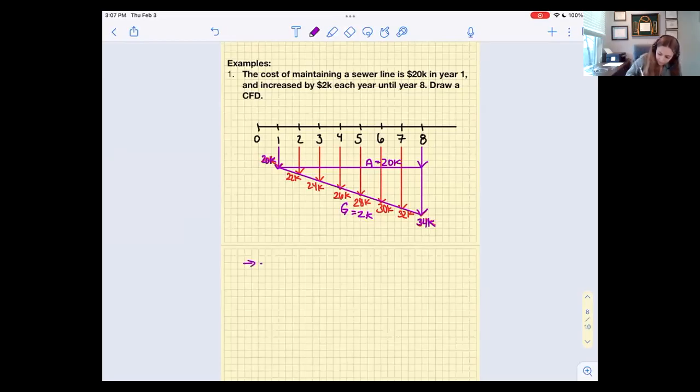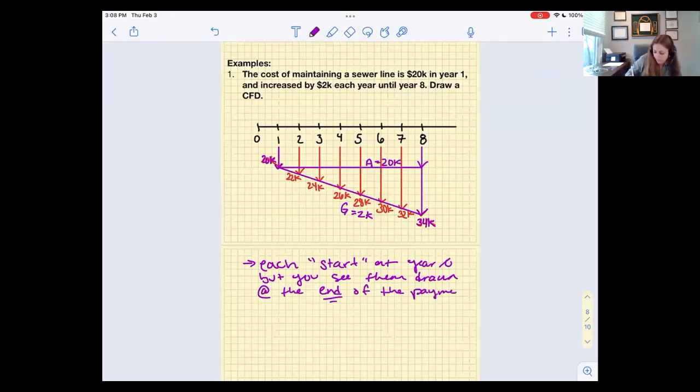So maybe make a note. The triangle and the rectangle each start at year 0, but you see them drawn at the end of the payment period. Questions about that?